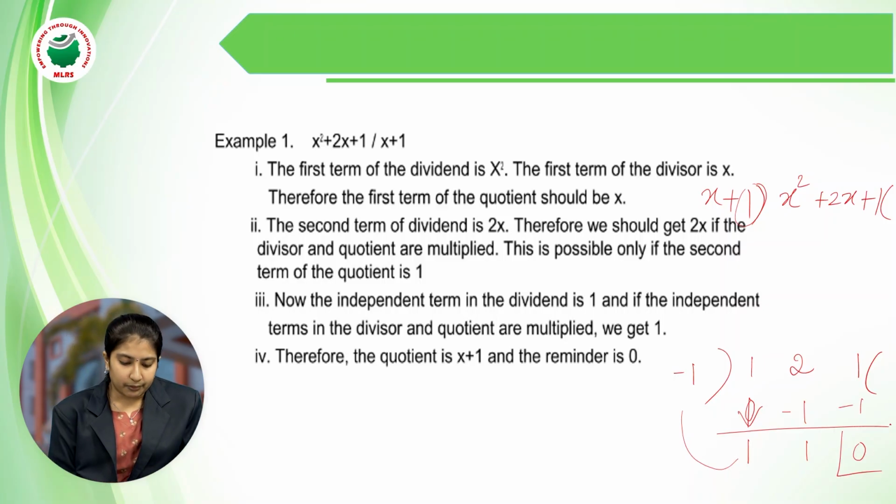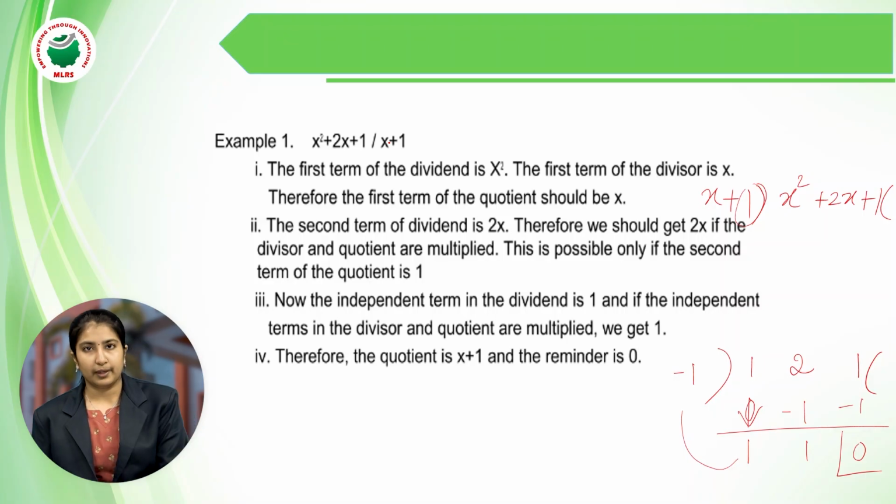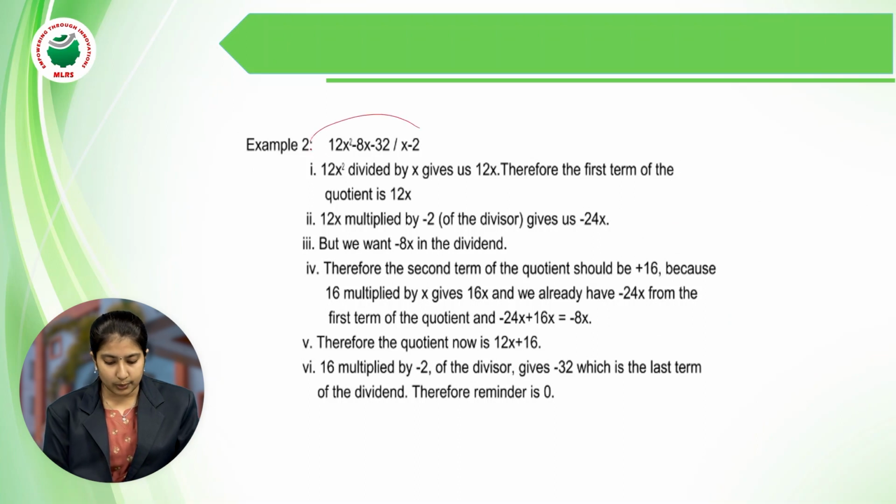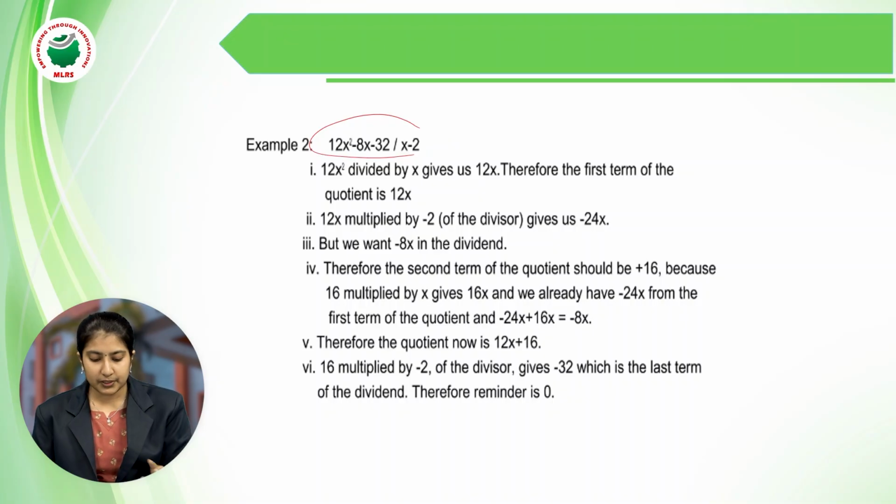And as I told, you have to reduce the degree, because x square by x will give you x. In the previous example, we had x cube by x, so there you get the answer in terms of x square. So here the answer is x plus 1. This is the coefficient of x and this is the constant term and this will be the remainder. This was the previous example we discussed, 12x square minus 8x minus 32. So it is clear that the answer should start with the coefficient of x.